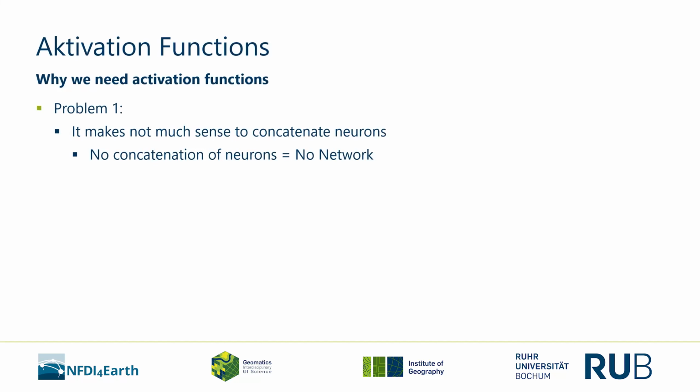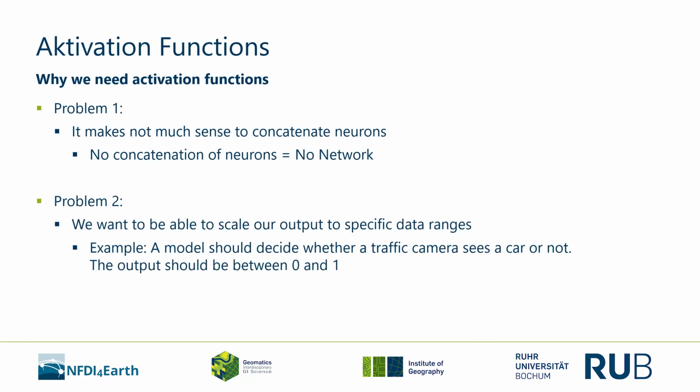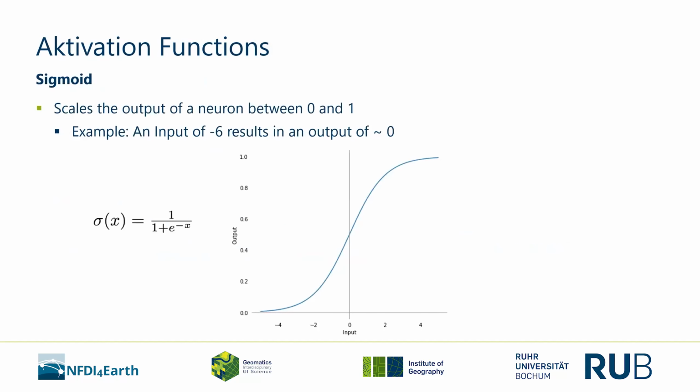Besides this problem of chaining simple perceptrons, we also face the challenge of scaling the final output of a model to get a value between 0 and 1, for example to show the relative probability that a traffic camera sees a car or not. The sigmoid activation function does just that and scales every input value to a range between 0 and 1. For instance, an input value of -6 is set to about 0 by the sigmoid function.